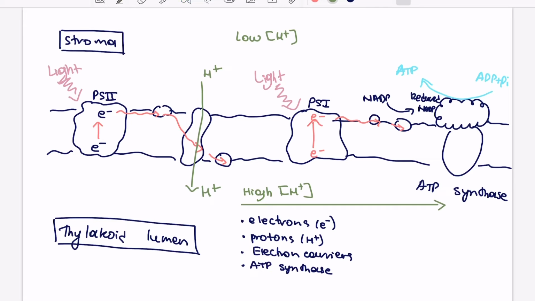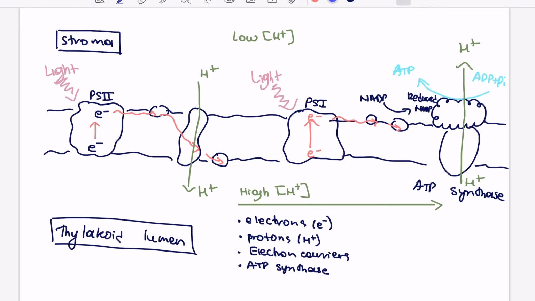And those protons will then be transported across the ATP synthase, which will drive the rotation of one of the subunits, and it will result in the production of an ATP molecule, which will be synthesized from ADP and inorganic phosphate. And so the final products of this reaction are the ATP and reduced NADP, which both will be essential for the light-independent stage.